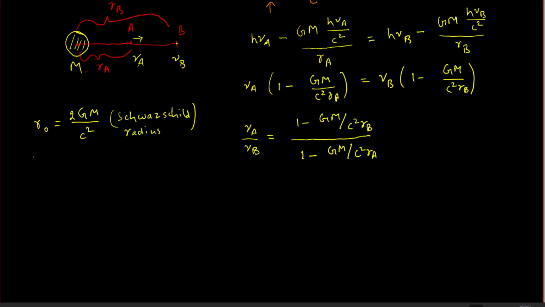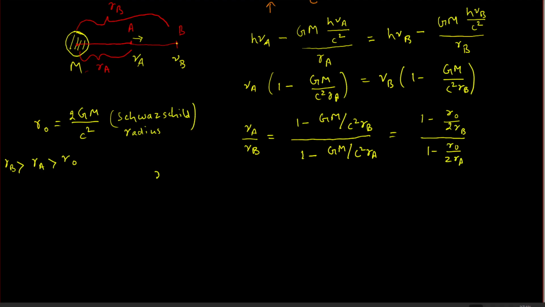So we assume that RA is greater than R naught, and we are also assuming that RB is greater than RA, and R naught we are defining as 2 G m by c squared, the Schwarzschild radius. So this will be 1 minus R naught by 2RB, divided by 1 minus R naught by 2RA.